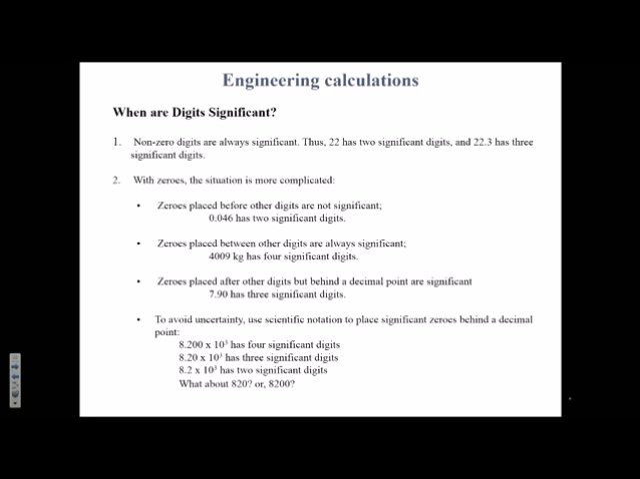Zeros that are placed in between other digits are okay, they're significant. So this is going to have 4 sig digits because both the zeros are significant over here. Zeros placed after other digits but behind the decimal point are significant. So if you have zeros after a decimal point, they are significant.